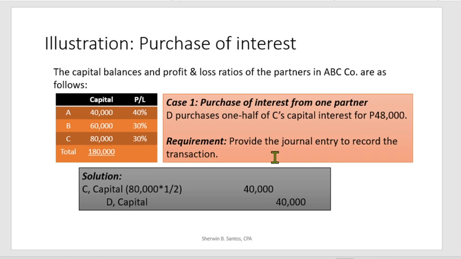So we journalize the transaction, you debit C capital, 80,000 times 1 half or 50%, 40,000. So, ibig sabihin, binawasan mo ng 40,000 yung capital ni C dahil ang normal balance ay credit. Ang normal capital balances ay credit. Then, you set up D capital at 40,000.